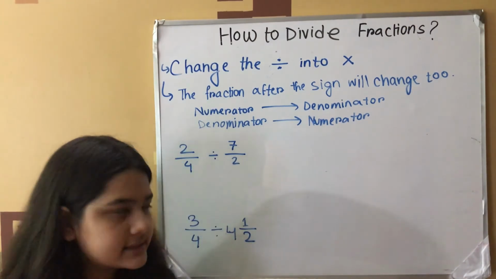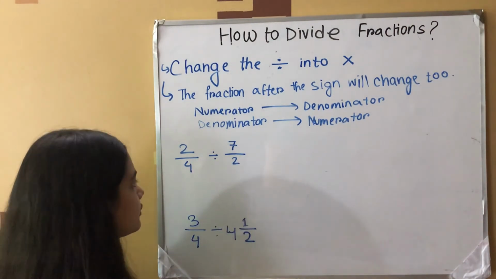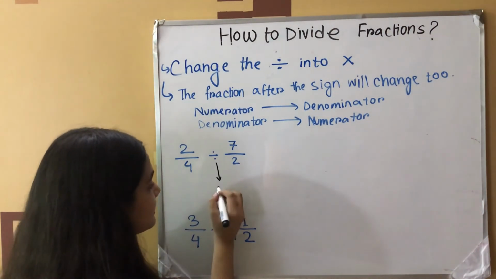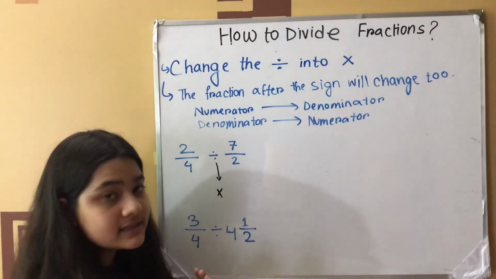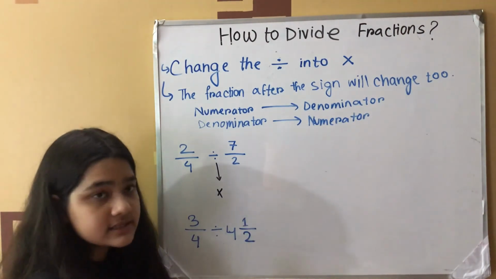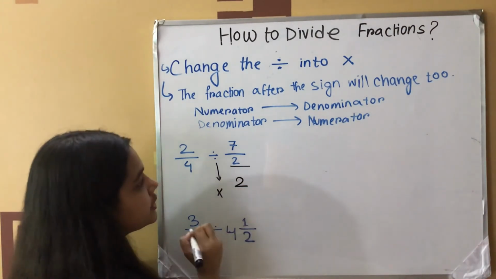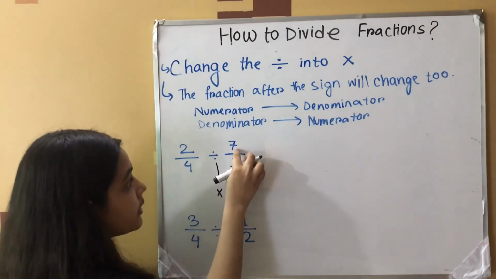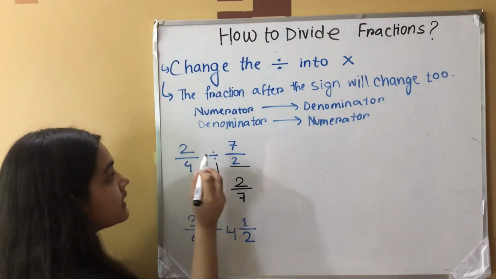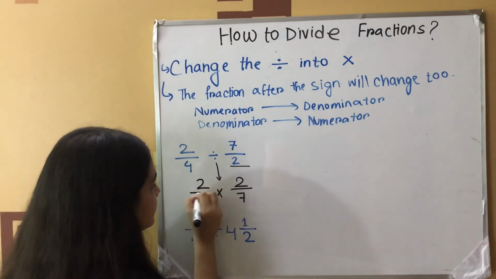So let's look at an example. 2 by 4 divided by 7 by 2. Here we will change the division sign into multiplication sign. And the fraction after the sign will change their sides. So the denominator will become the numerator and the numerator will become the denominator. And the fraction before the sign will remain as it is.